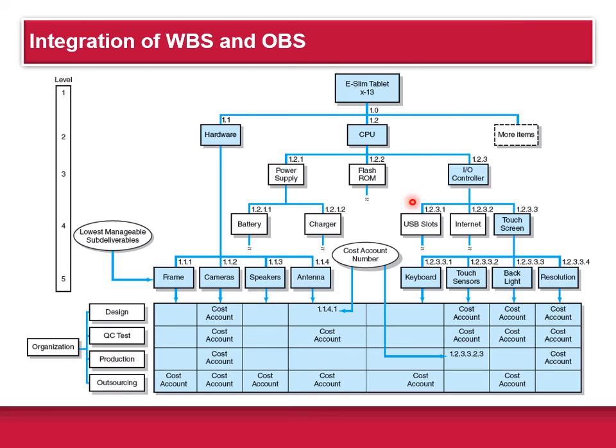You can also see, for example, the work package numbers assigned at each level. So level 0 is 1.0, and then hardware is 1.1, CPU is 1.2, and then level 3 is given a 1.21, 1.22, etc., all the way down. You can see here the organization, how it's broken up into the teams, and you can see what work packages are assigned to what division in the organization.